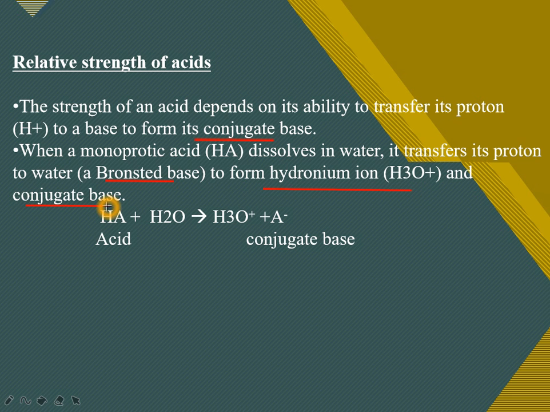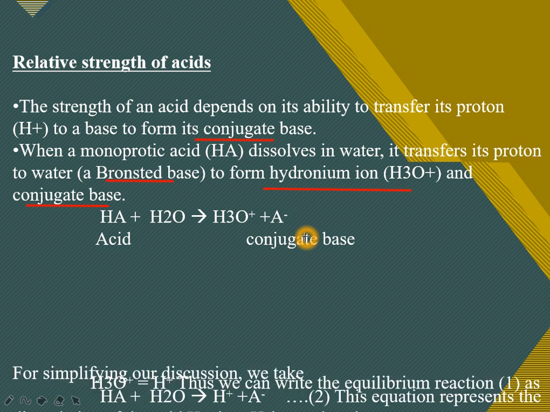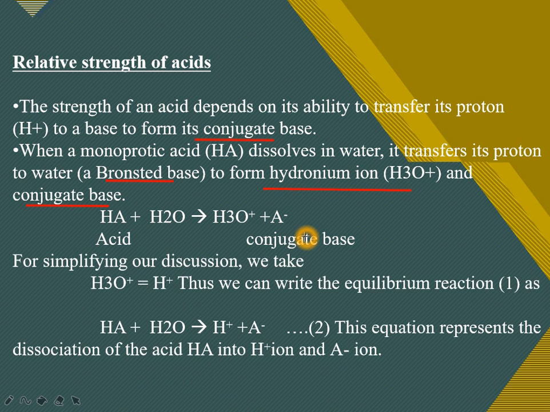Here is the reaction: HA, a monoprotic acid, on dissolving in water, which acts as a Bronsted base, forms a hydronium ion, H3O plus, and A minus. This A minus is a conjugate base. For simplifying our discussion, we can take the hydronium ion to be equal to H plus. So we can write the equation as HA plus H2O gives H plus plus A minus, which represents the dissociation of acid HA into H plus ion and A minus ion.